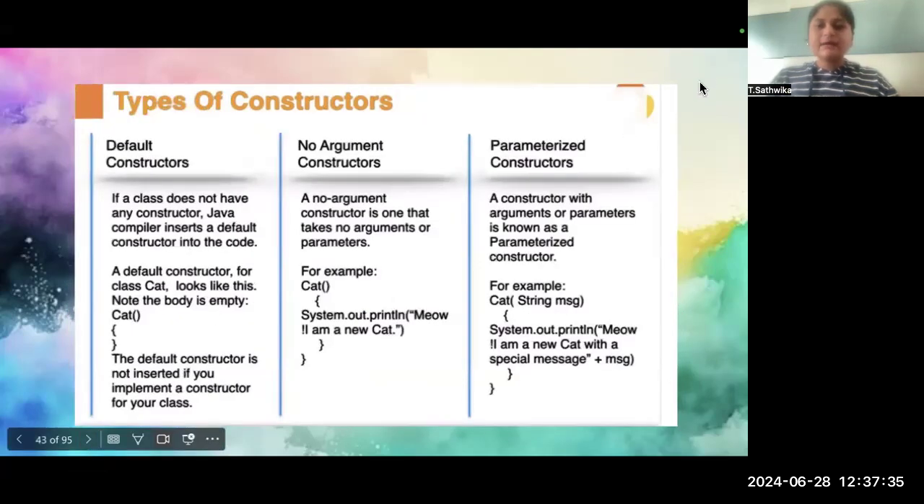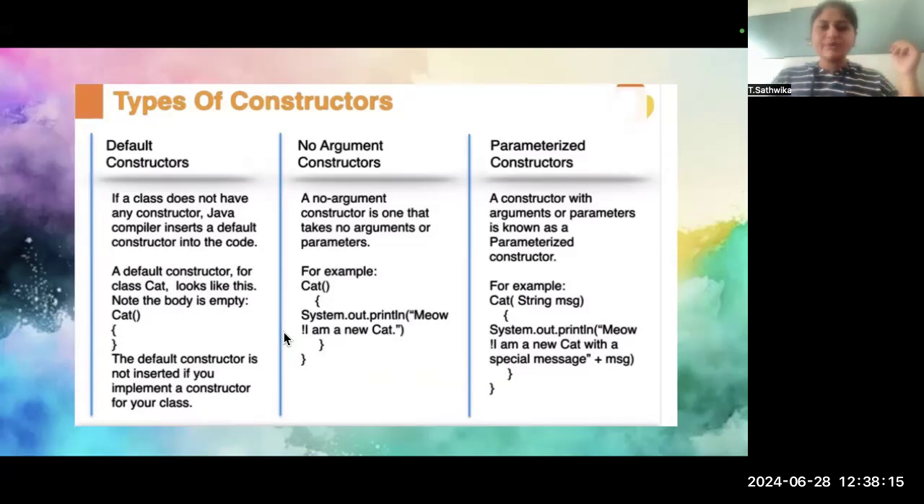There are three types of constructors: the default constructors, no-argument constructors, and the parameterized constructors. For default constructors, if a class does not have any constructor, the compiler inserts a default constructor into the code. A default constructor for class cat looks like this, and the body is empty. So this is a default constructor of cat. It has got nothing in its body. The default constructor is not inserted if we implement a constructor for the class.